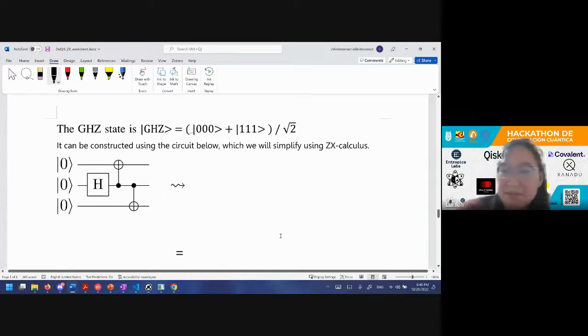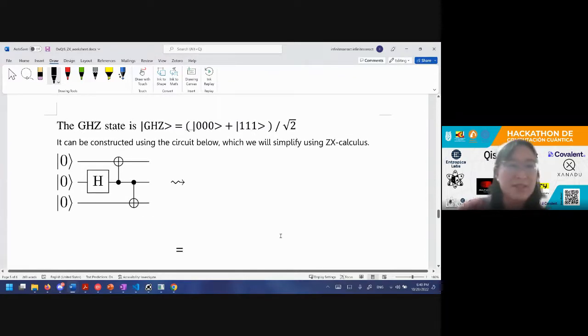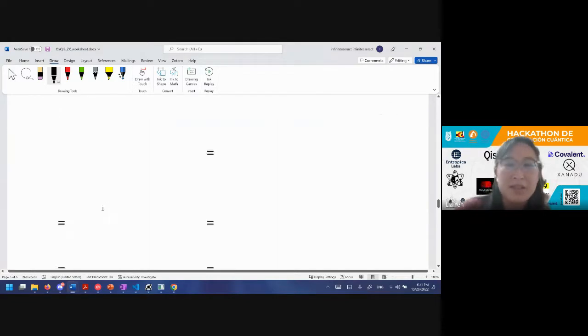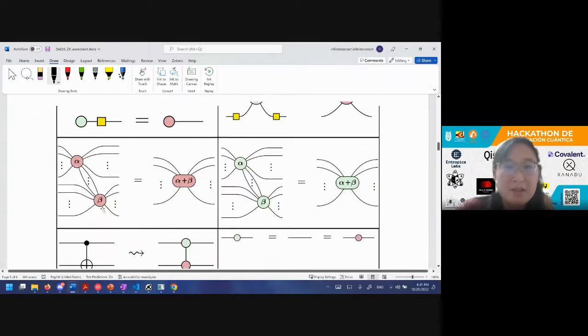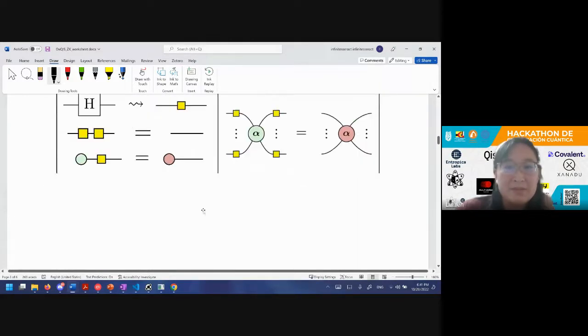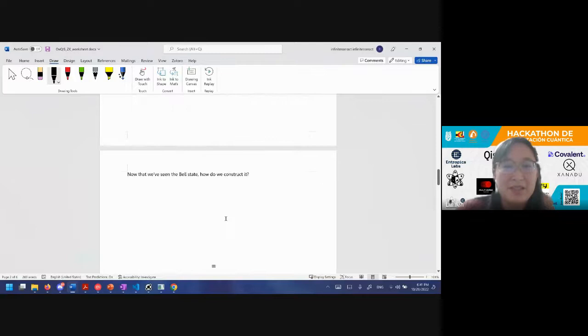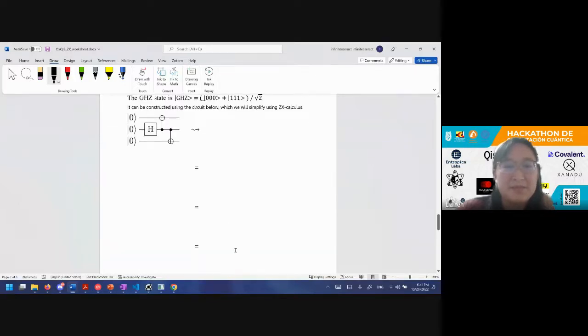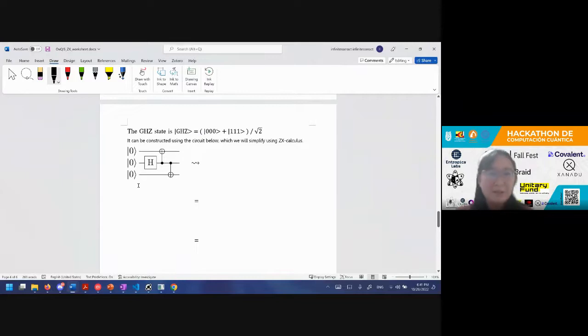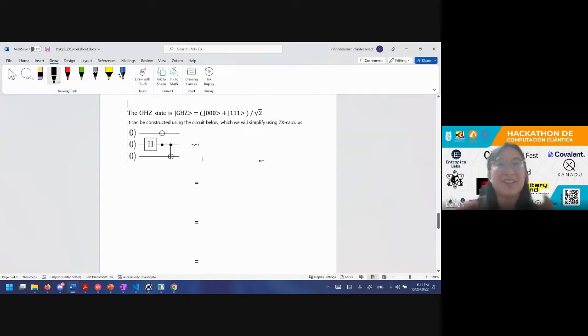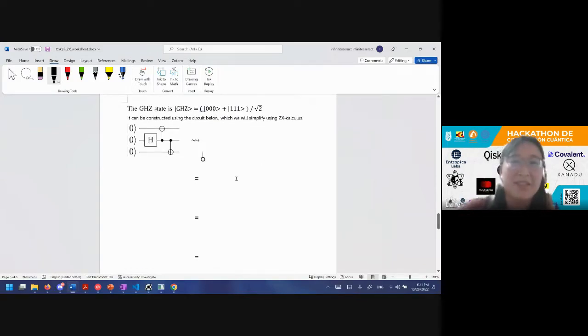I'll leave it as an exercise for you guys to do the same thing for the GHZ state instead of the Bell state. I'll send this worksheet to y'all afterwards. Using only the rules in this one-page table, you'll be able to derive what the GHZ state looks like in ZX calculus. I don't mean when you translate everything literally, but also after you simplify. And you can share it with each other after, see who got the simplest looking GHZ state.